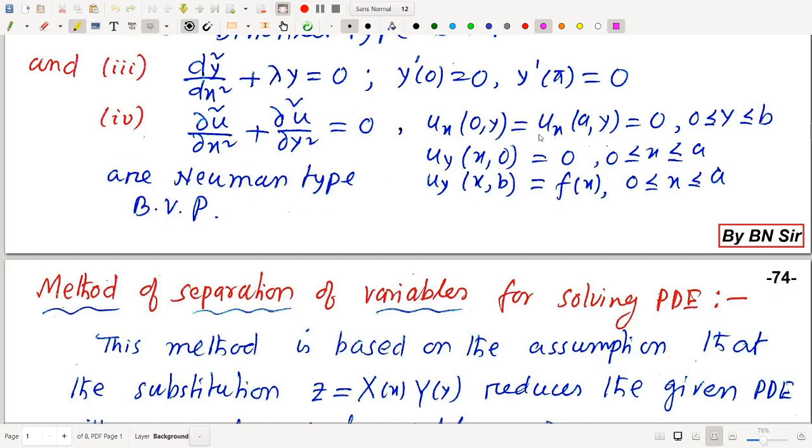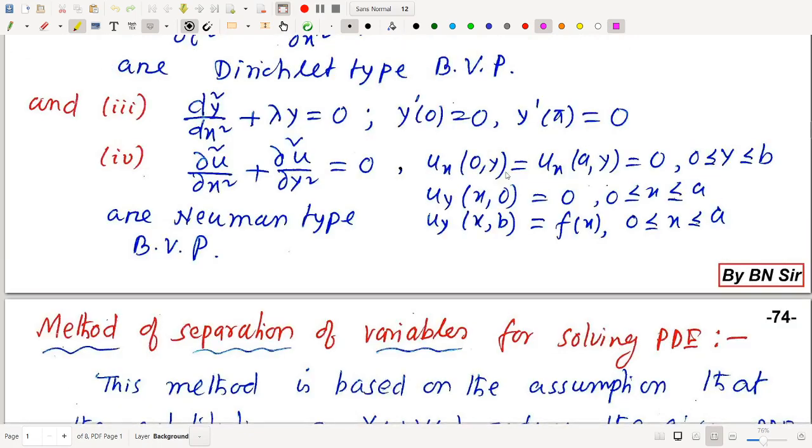Conditions are imposed on derivatives, and that's why this is a Neumann type boundary value problem. In practice, we shall of course get a mixture of this derivative condition and also a condition on the solution function.